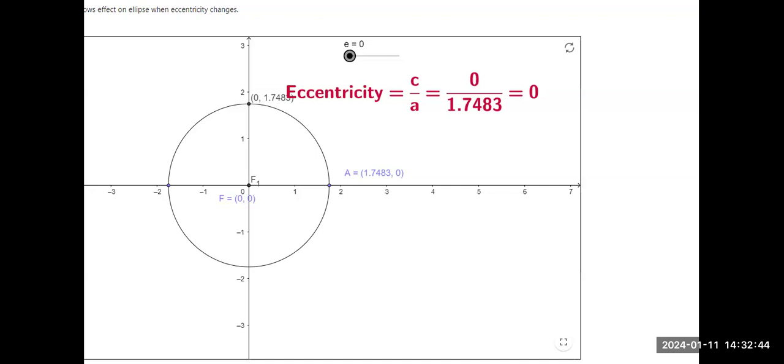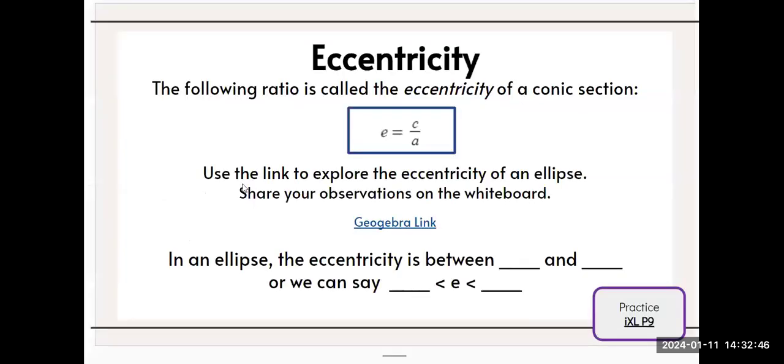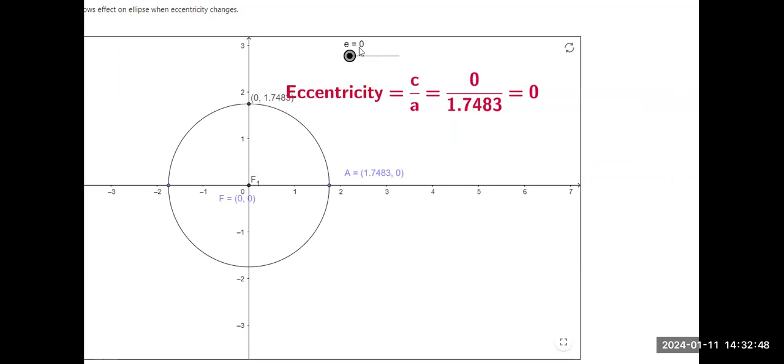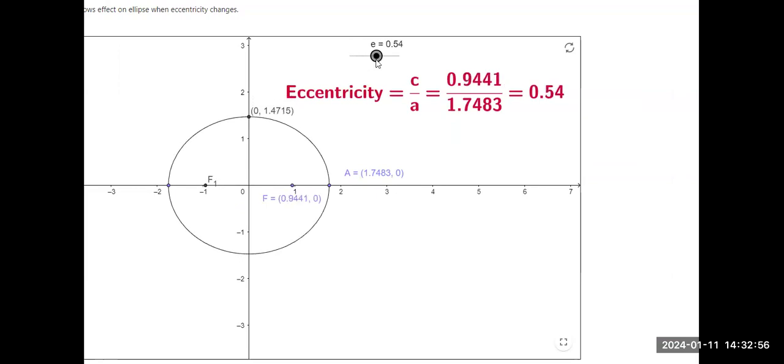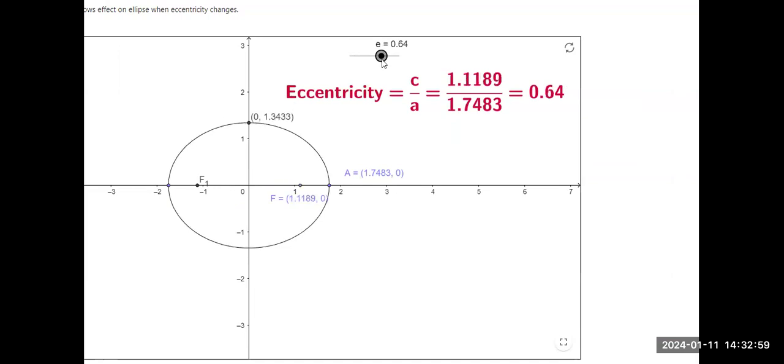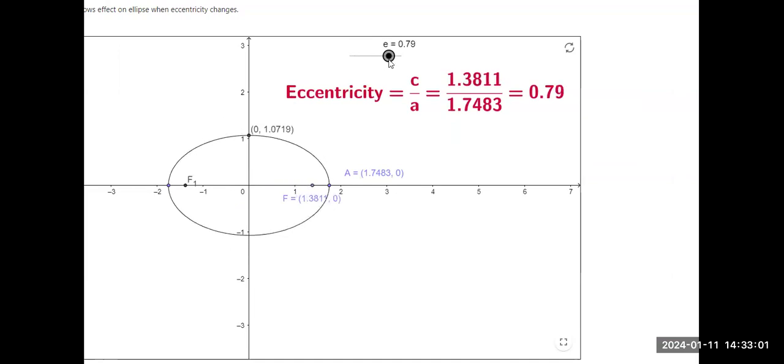Okay, so we're going to keep moving. Good job there, you guys. Something else to notice is as eccentricity gets bigger, not only do the foci get further apart, but the ellipse is elongated. That's a fun word. So the ellipse gets longer when the eccentricity is bigger, and when the eccentricity gets smaller, then it is more of a circle.